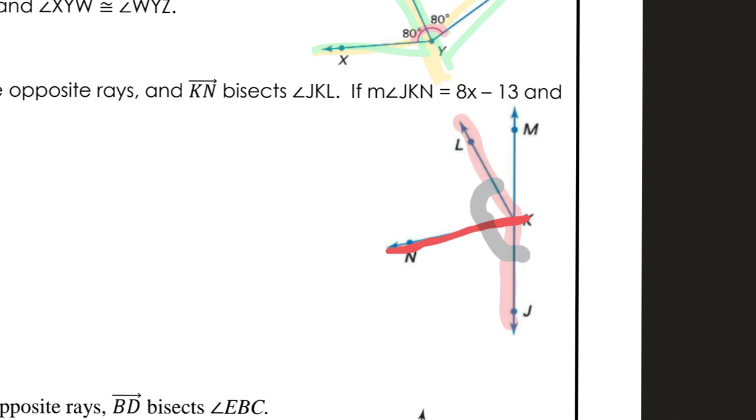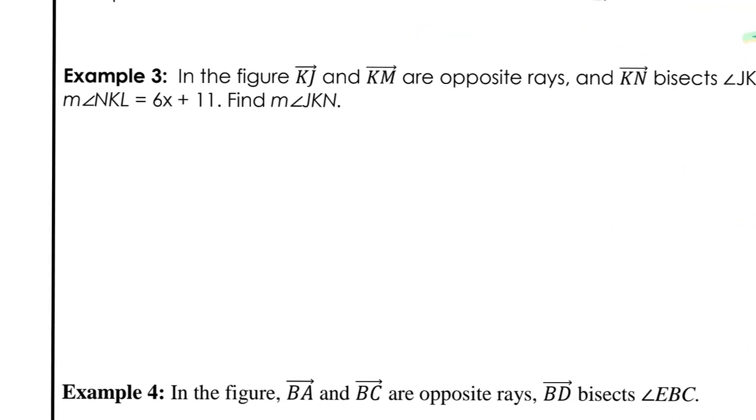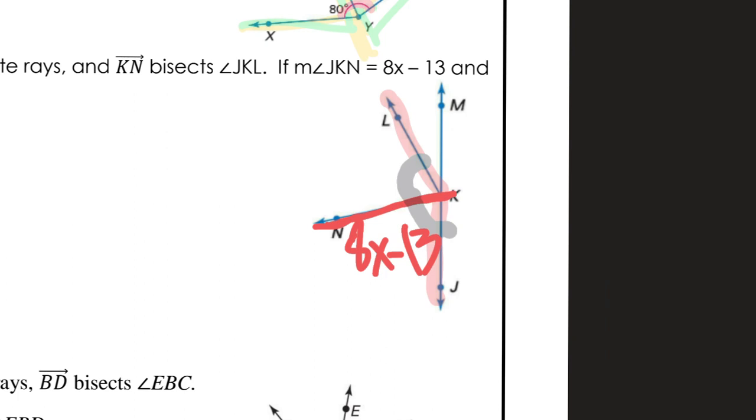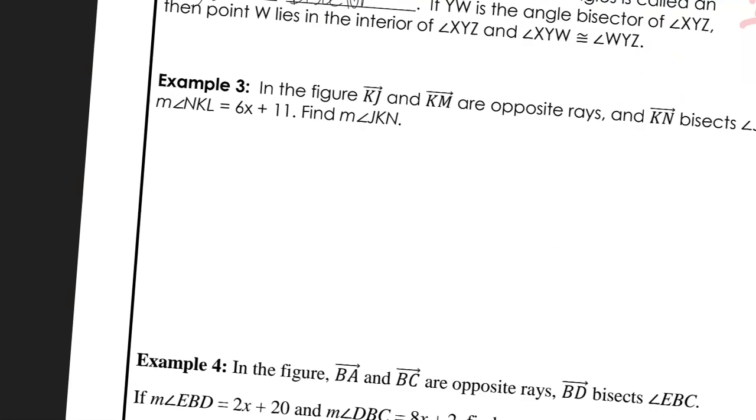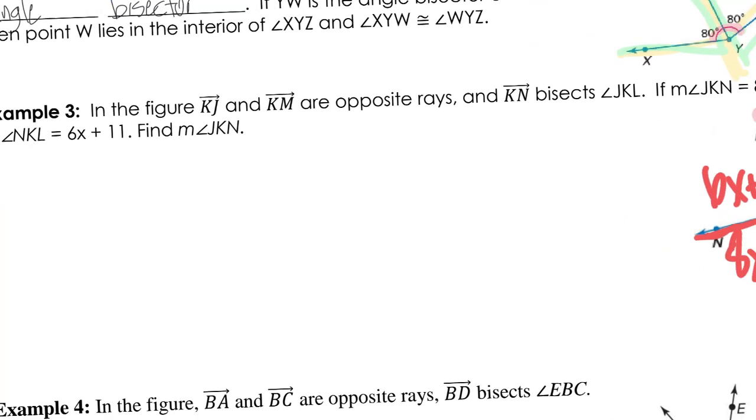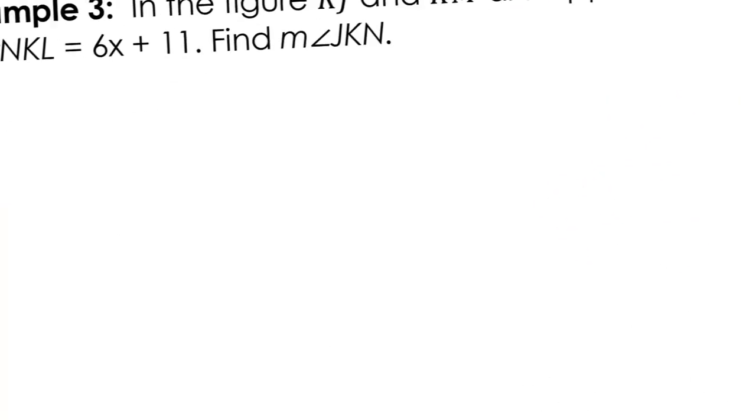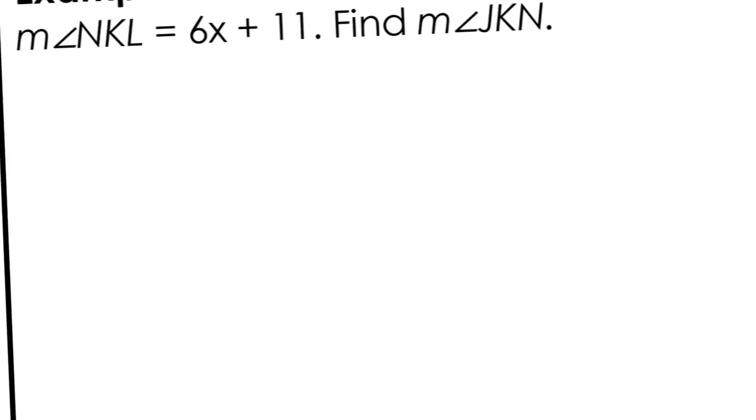The measure of JKN equals 8x minus 13, and NKL is 6x plus 11. We'll figure out what x is, and then we'll figure out what the angle measures as well. But since we know that these angles are congruent, we're just going to set those two statements equal to each other. So I'm going to write 8x minus 13 equals 6x plus 11.